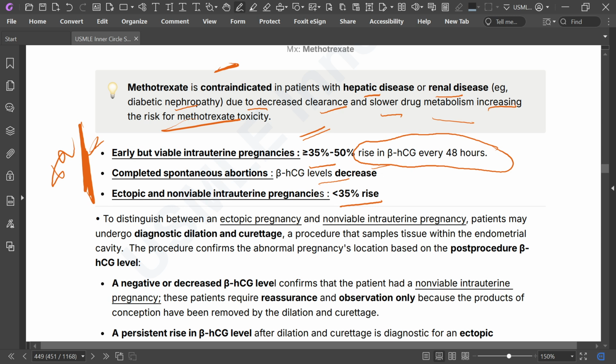If the patient has a contraindication to methotrexate therapy or is hemodynamically unstable, then surgical treatment is required. Patients with hemodynamic instability, hypotension, syncope require urgent surgical management. Most often laparoscopically, surgical management involves salpingostomy, incision of the fallopian tube and removal of the pregnancy, and salpingectomy, removal of the fallopian tube.